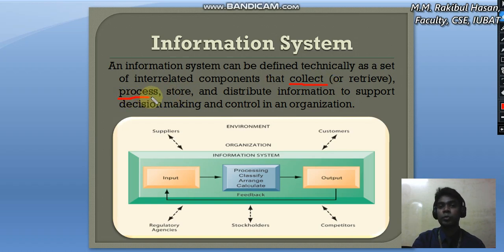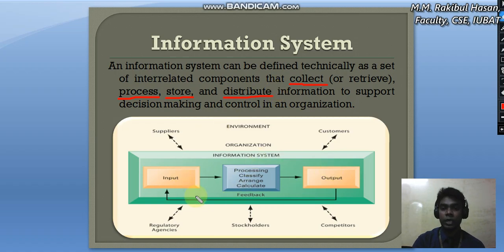Then it will process those inputted data and produce information. After that, it will store that information in the storage device. Then you have to distribute that meaningful, useful information to the different levels of management so that they can take right or proper decisions and control the organization. In this way, they will be able to ensure the future growth of the organization and achieve the business objective. So now we have four tasks: collect, process, store, and distribute. These are the four main tasks inside this information system, okay?